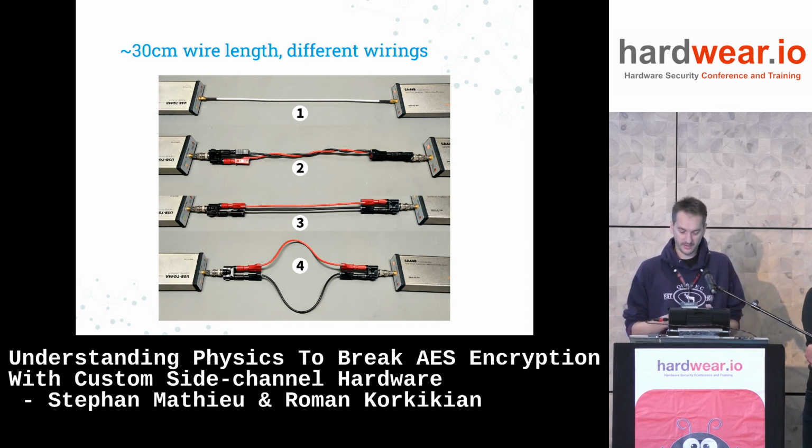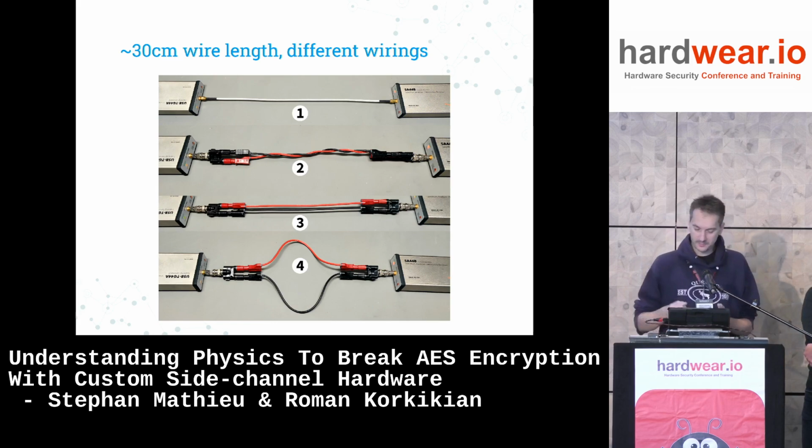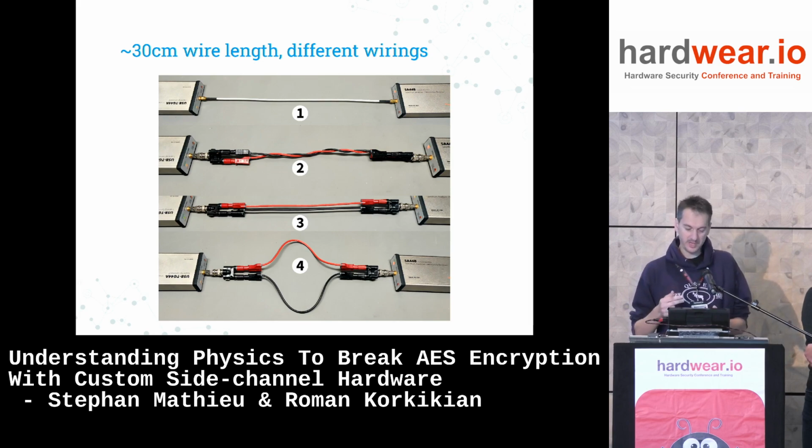4 different wiring configurations. Number 1, this is a coaxial cable. I'm sure you're familiar with it. And then for the test setups 2, 3, and 4, same length of wires, just arranged differently. Who thinks here that makes a difference? That's good.